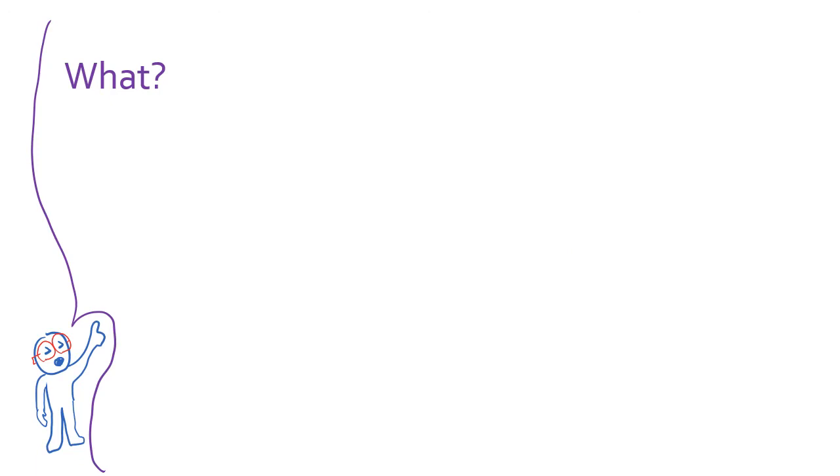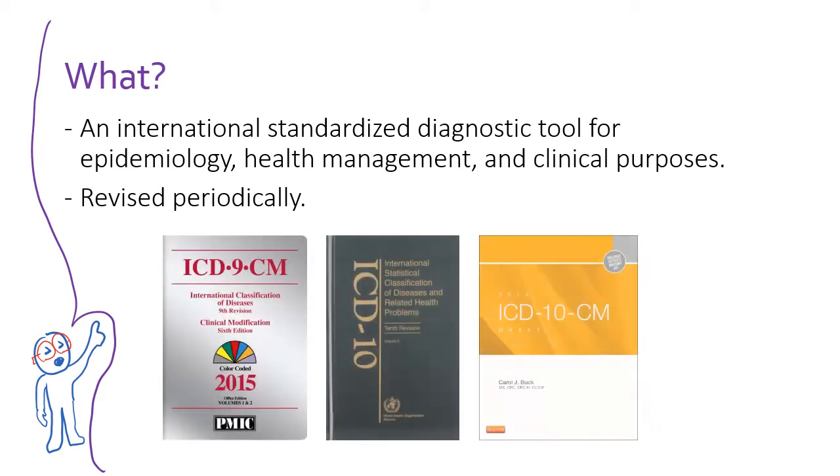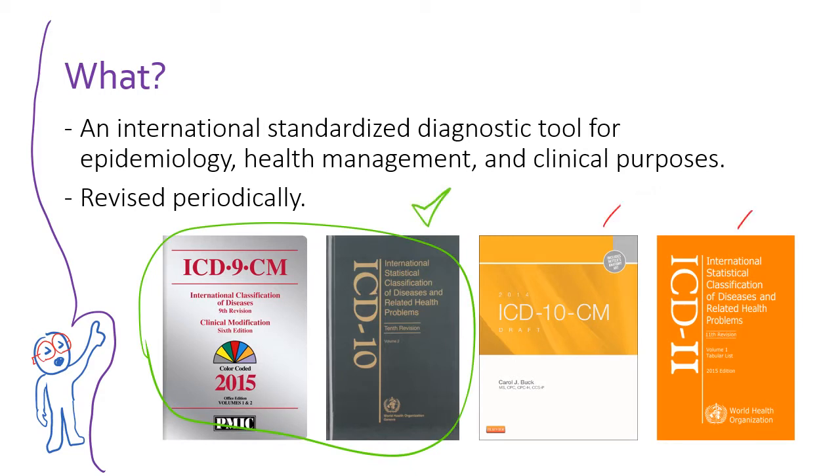ICD is a standardized international statistical classification of diseases and related health problems. The first version suitable for morbidity reporting was ICD-6, published in 1949. ICD is revised periodically. Currently, most of the countries are using ICD-9 with clinical modifications, or ICD-9-CM, and ICD-10.